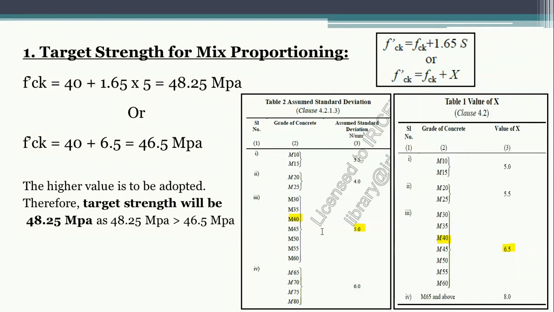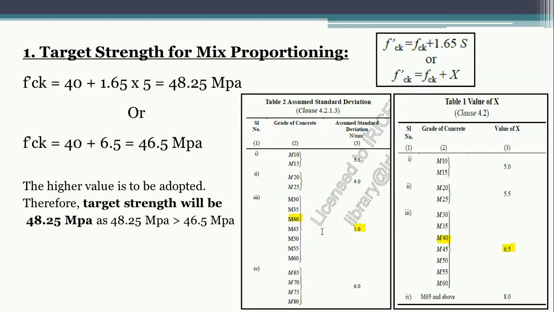Okay, so first step, as you all know, is the target strength for mix proportioning. So well, this is the first step that you need to do. So we have two formulas, you know, that I have discussed in the last class. F dash ck is equal to fck plus 1.65s, or f dash ck is equal to fck plus x. Okay, f dash ck indicates the target average compressive strength, whereas fck indicates the characteristic strength, s indicates the standard deviation, and x is the constant for the grade of concrete.